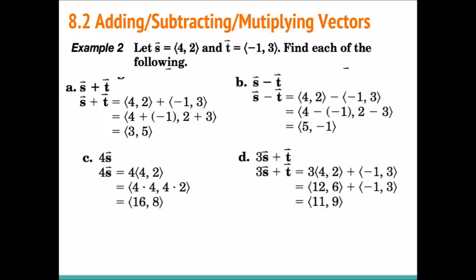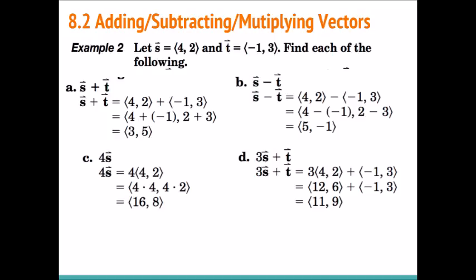There's another example that's very important to know, and that's adding, subtracting, and multiplying vectors. Here we're going to use vector s, that's 4, 2, and vector t, that's negative 1, 3. In example A, we're going to add these vectors together, and this is simple. You add the x's together and the y's together, and you get 3, 5. Then in example B, you do the same thing as the addition problem, but you subtract the x's and the y's, and you get 5, negative 1.